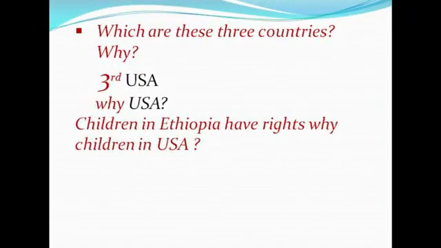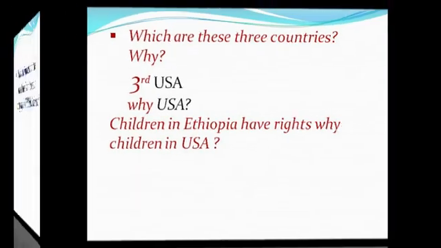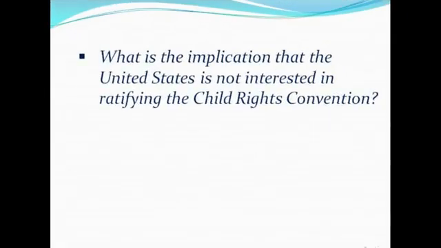Here is the question. Does this mean that children in Ethiopia, which is a party to the CRC, have rights, while children in the United States do not have rights? Or put another way, does it mean that children in Ethiopia are better off than children in the United States? But what is the implication of children not benefiting from the protection of the CRC in the United States? What is the implication?